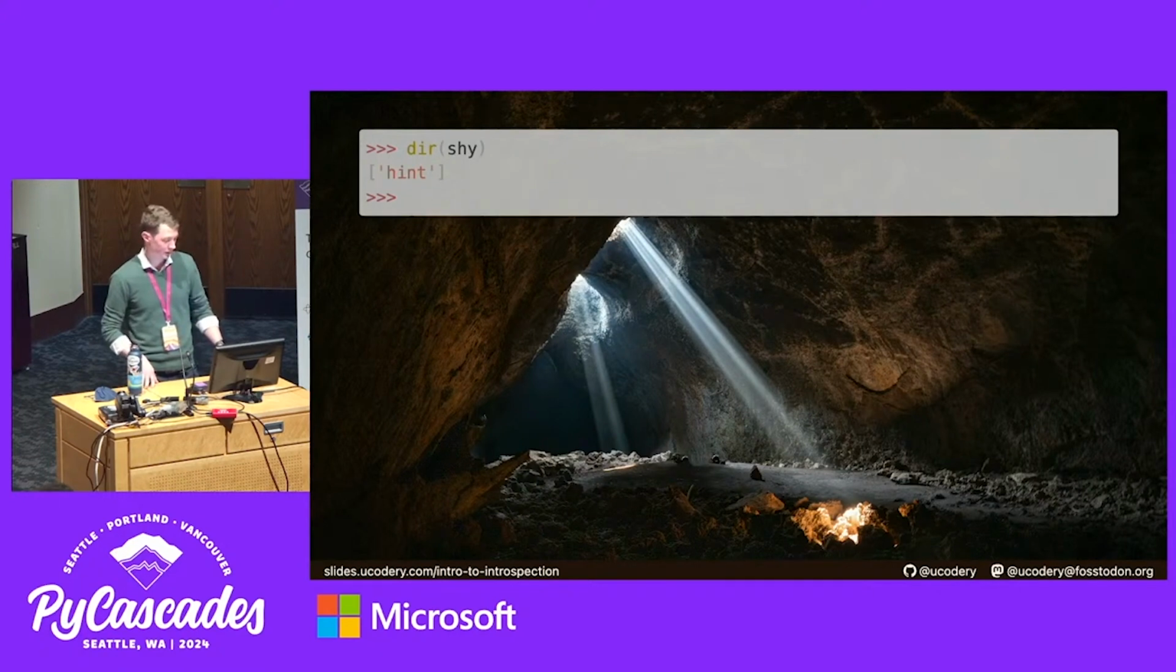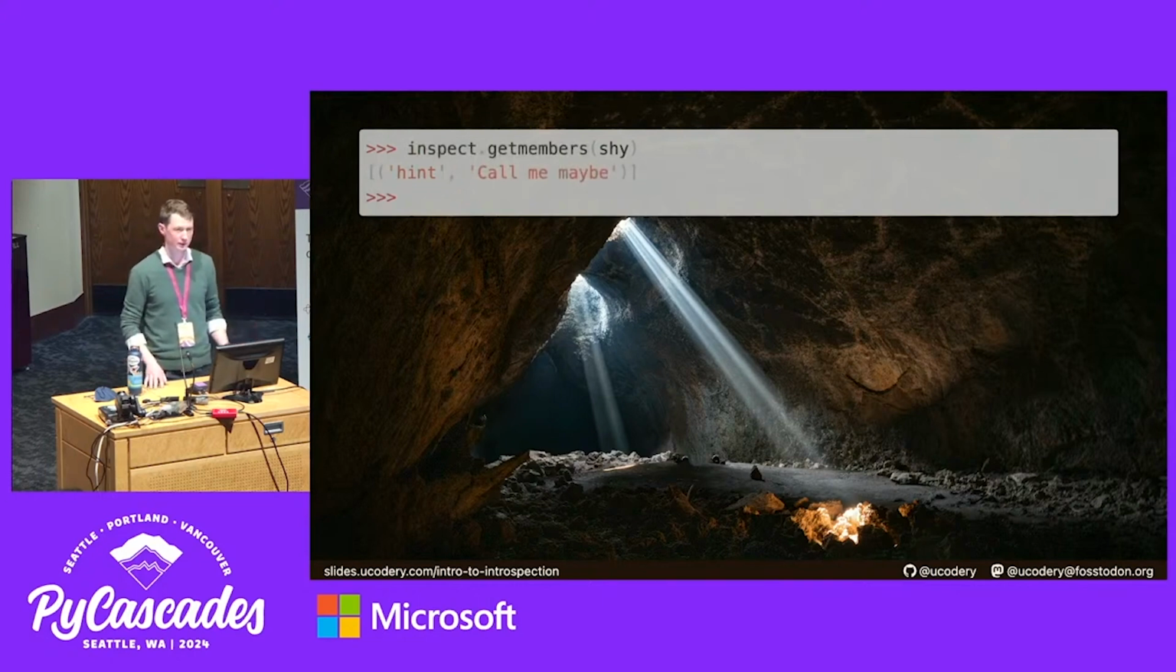Before we had inspect, we could ask dir, what does shy have? And we were told hint. With inspect, we can ask the same question, and we get mostly the same answer. It told us the value at the same time, which is kind of nice. But inspect is capable of pulling out other information from an object.